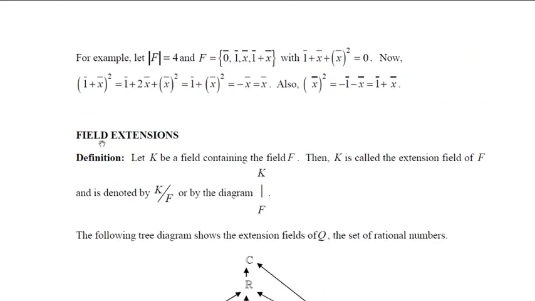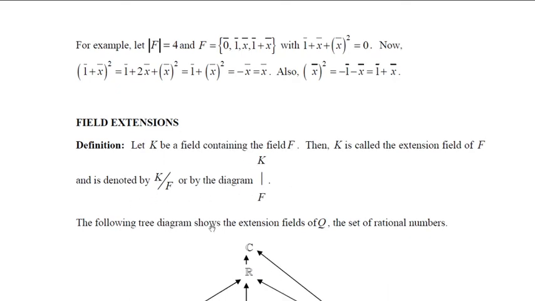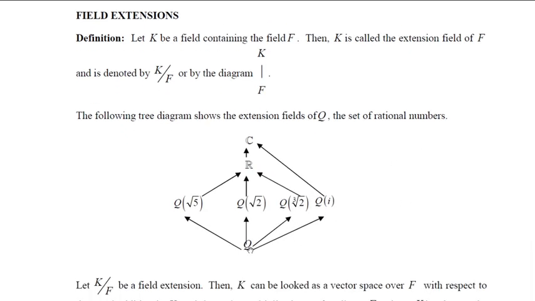Now let's move on to next, field extensions. Suppose K is a field containing the field F, or in other words, F is a subfield of K. Then K is the extension field of F. And it is denoted by K over F, or by this diagram. Usually we write this instead of this. And the following tree diagram shows the extension fields of Q, where Q is the set of rational numbers. We knew that Q is subset of this. This is also a field, and this is also a field, but this is a field of this. Therefore, this is an extension field.